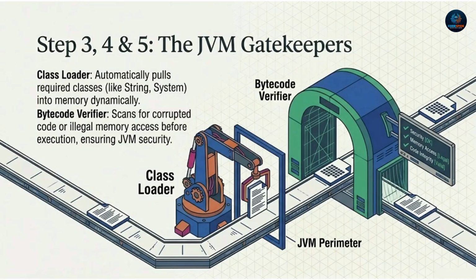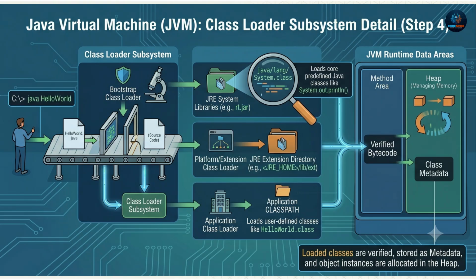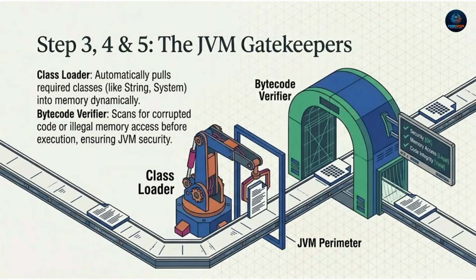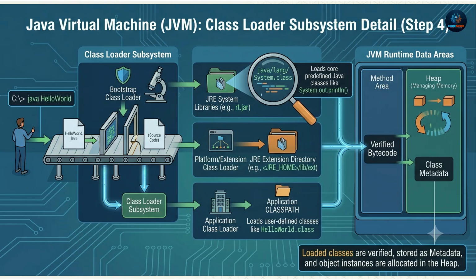The next component is the bytecode verifier. After loading classes, the JVM verifies the bytecode. Why is verification needed? Why is verification very important here? Because it ensures security, correctness, no illegal memory access, and no corrupted bytecode. This makes Java secure and reliable. This is the main concept behind the bytecode verifier. The verifier means scanning and verifying the entire code.